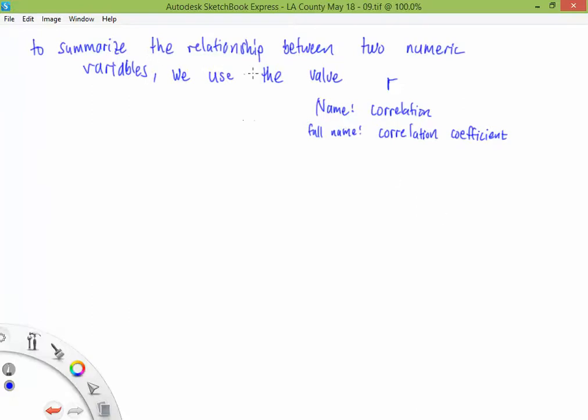Anyway, to summarize the relationship between two variables, we have R. R just summarizes that. So here's the thing about R: R has no units. This makes it very convenient.